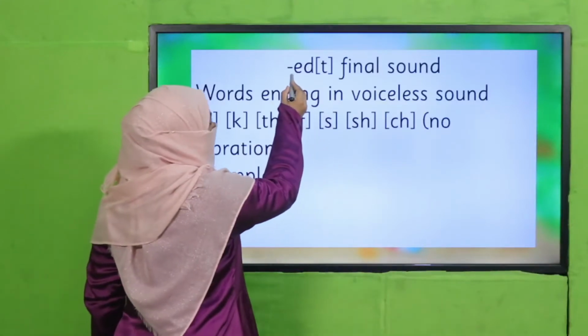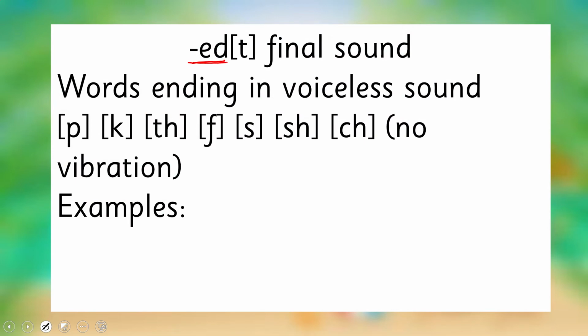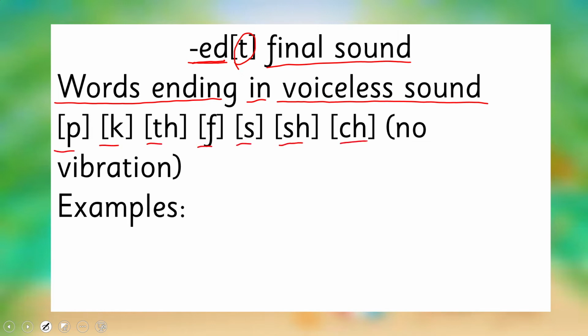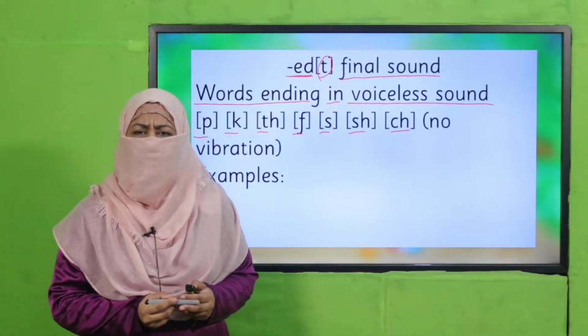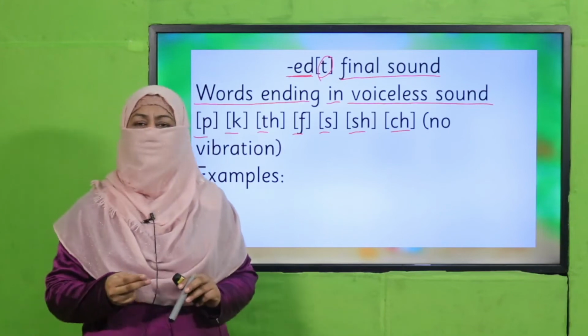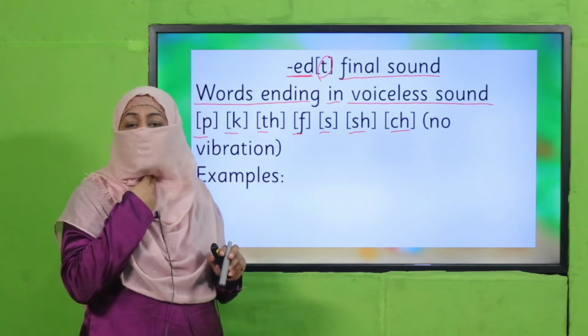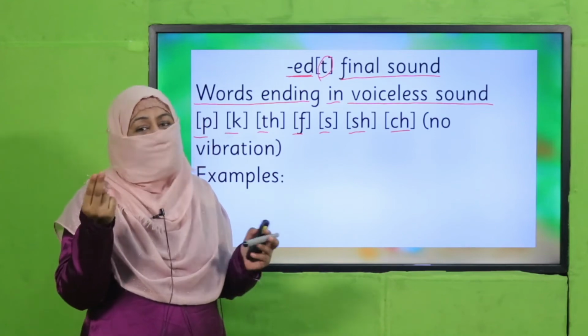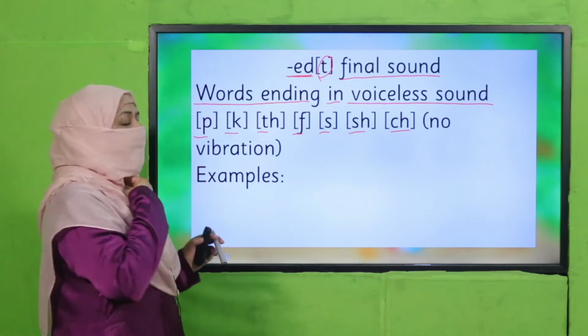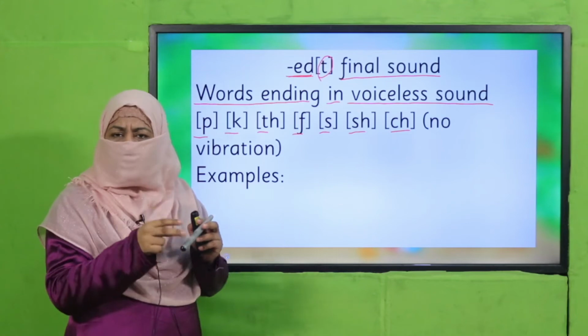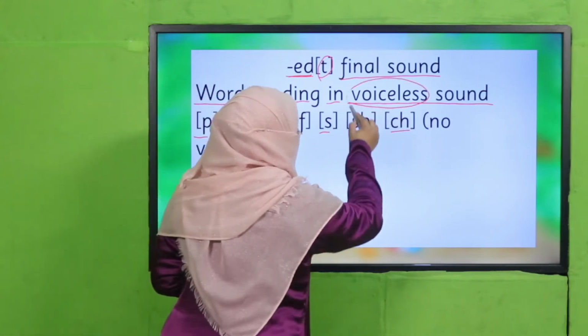The first sound: ED will be pronounced as T at the final position if the word ends in a voiceless sound. And what are voiceless sounds? These are voiceless sounds. And by the way, how do we find them? While pronouncing these sounds, place your two fingers on your vocal cord. When you pronounce these sounds, you will feel no vibration. That's why they are called voiceless sounds, okay? When you say this, there is no vibration. That's why these are called voiceless sounds.